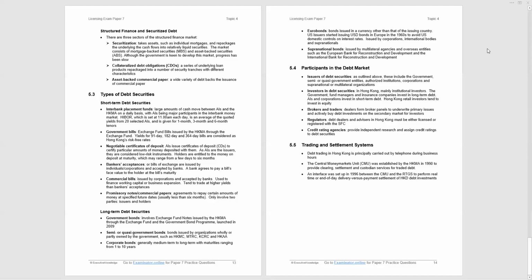So I'd read through this material, I'd be familiar with it, but as ever, best way to build up your short-term memory is to do the practice questions. And as I've said before, we have over 300 paper 7 practice questions on the Examinator.online platform.